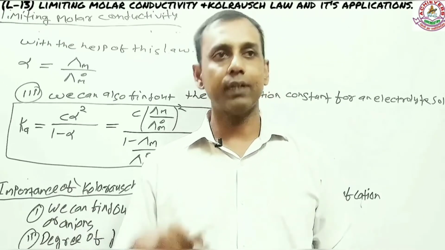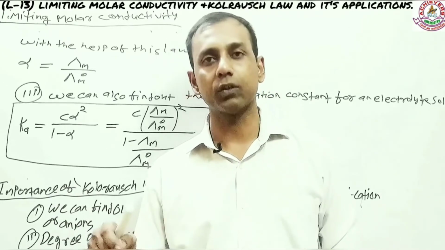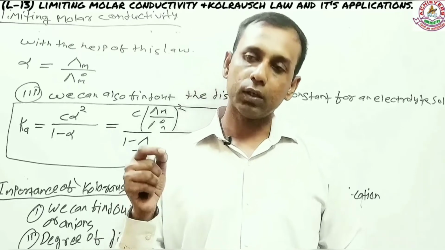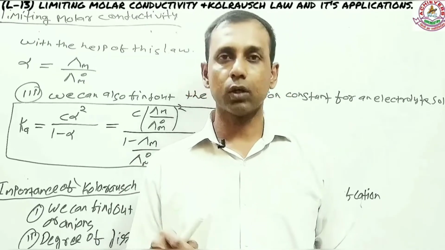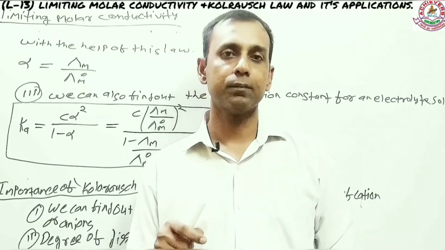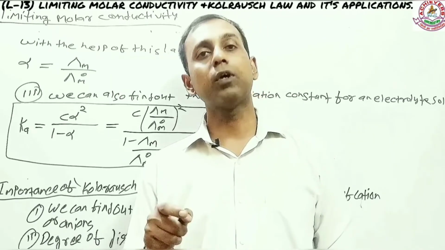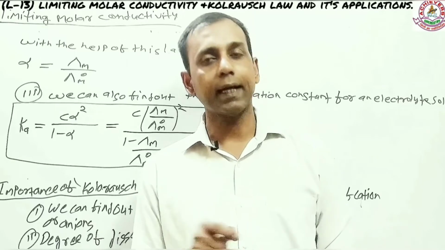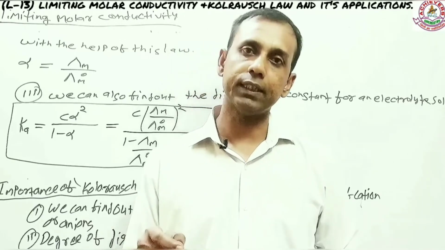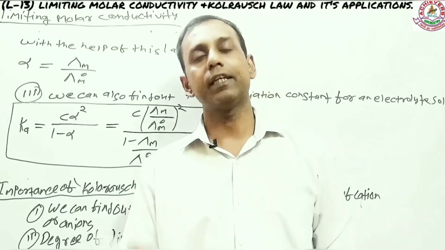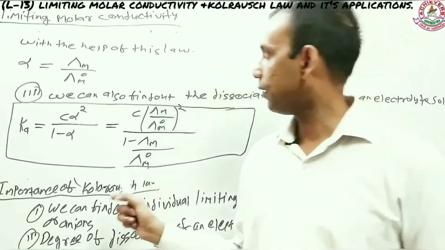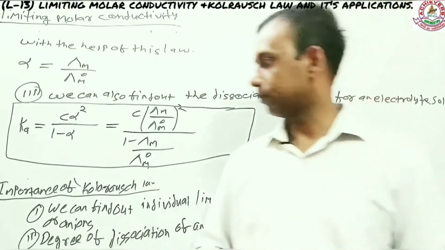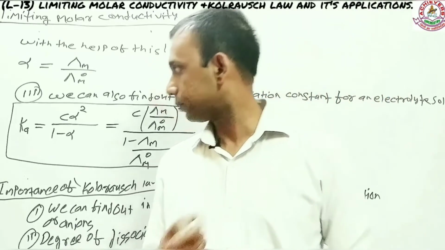Kohlrausch law says that when a solution contains a number of electrolytes, then the total limiting molar conductivity of the solution is equal to the sum of all the cations and anions limiting molar conductivity that is being produced during the reaction. So I hope you have copied that.